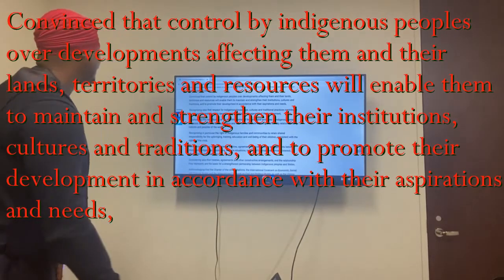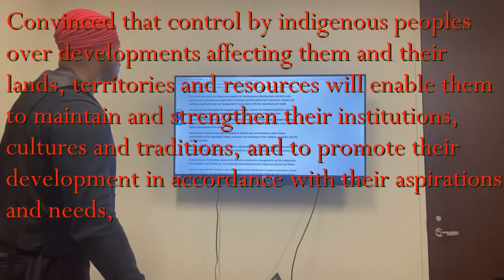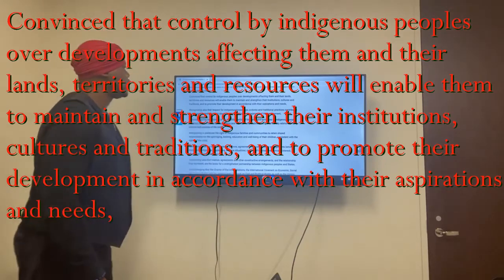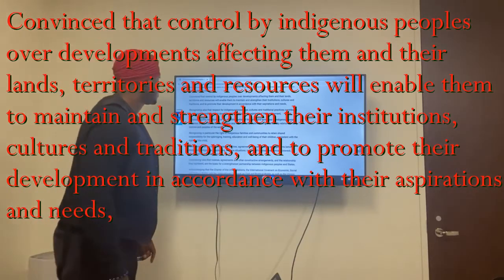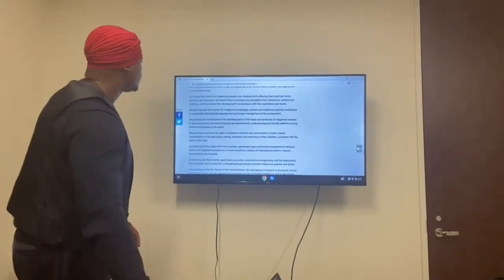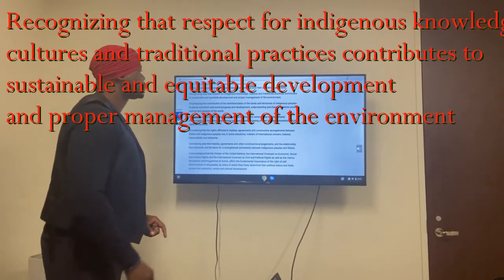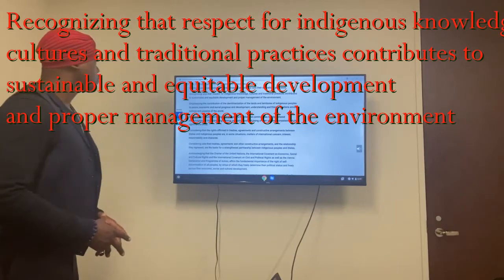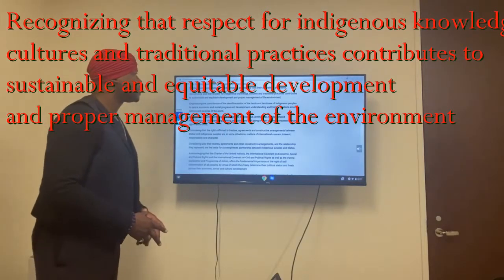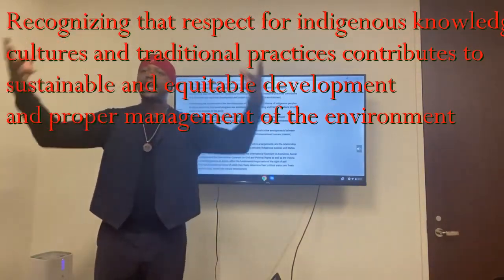Convinced that control by indigenous peoples over developments affecting them in their lands, territories, and resources will enable them to maintain and strengthen their institutions, cultures and traditions, and to promote their development in accordance with their aspirations and needs. Recognizing also that respect for indigenous knowledge, cultures, and traditional practices contributes to sustainable and equitable development and proper management of the environment.